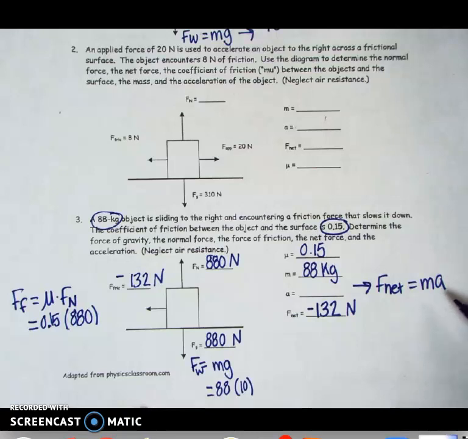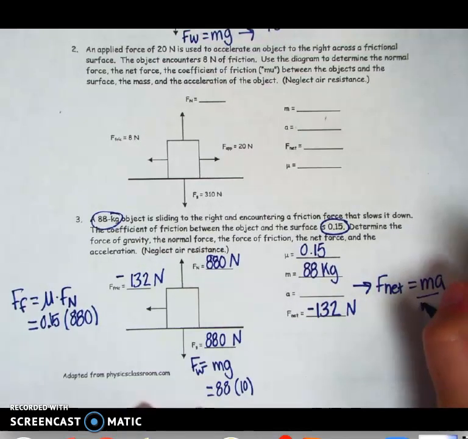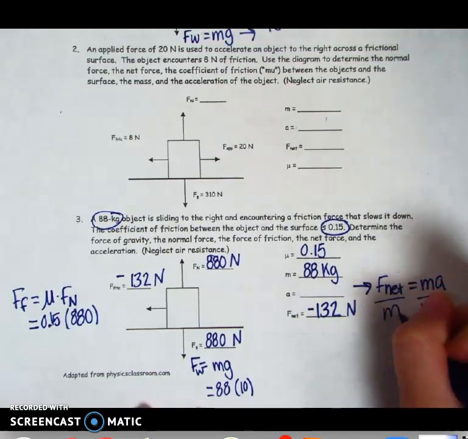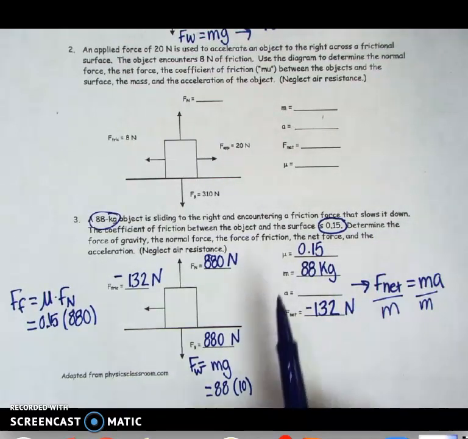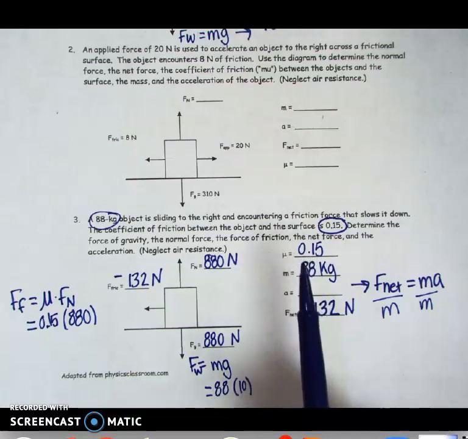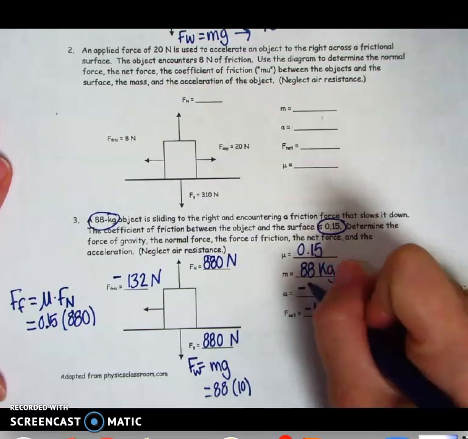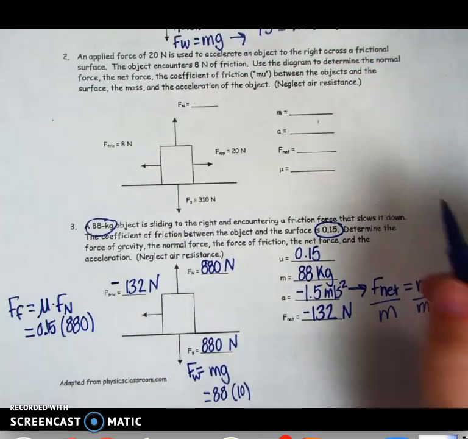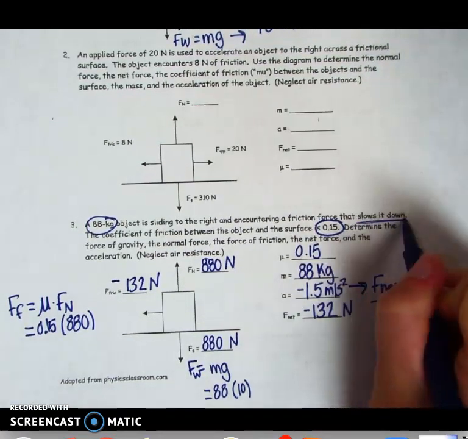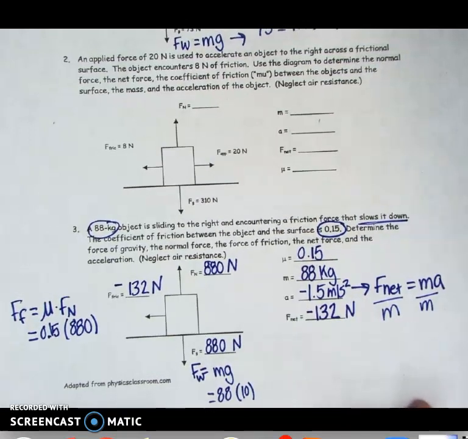So to get acceleration by itself, we're going to divide both sides by mass. And so we're going to end up taking that negative 132 and dividing it by our mass of 88 kilograms. And we should end up with negative 1.5 meters per second squared. And we know that negative makes sense because we are slowing down. So it's actually going to be a negative force.